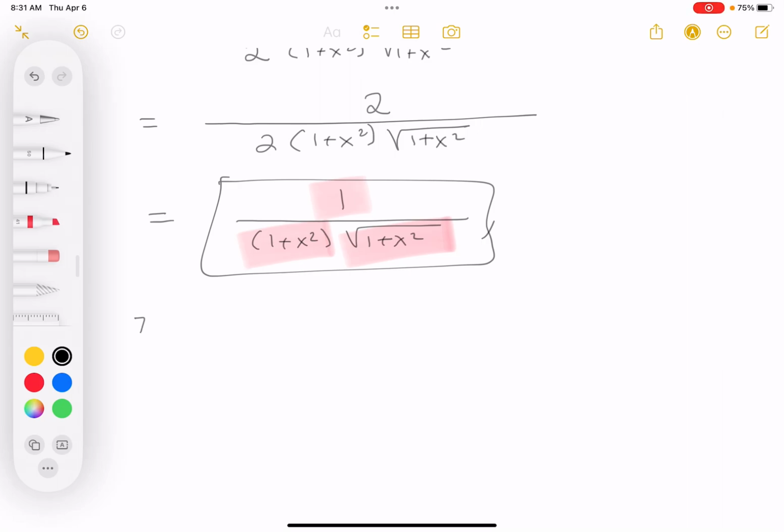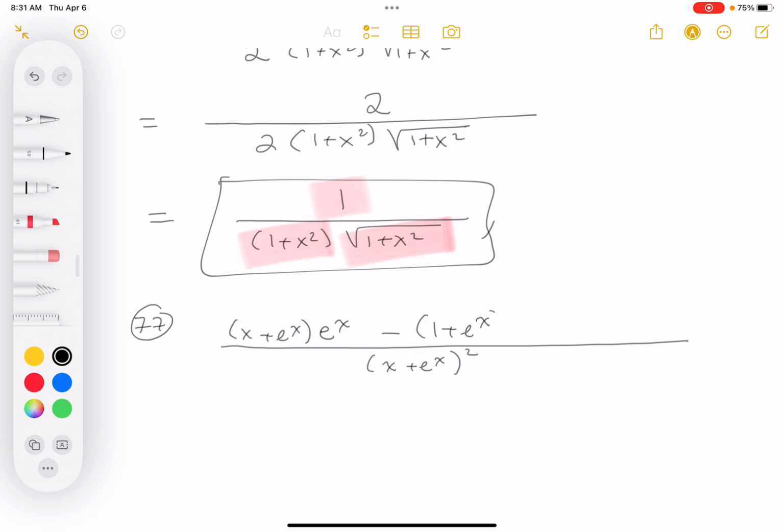Okay, 77. Again, another simplification problem. Really long fraction bar there. On the bottom, I get x plus e to the x, quantity squared. On top, I get x plus e to the x, and then it's times e to the x minus 1 plus e to the x, and then 1 plus e to the x. All right?